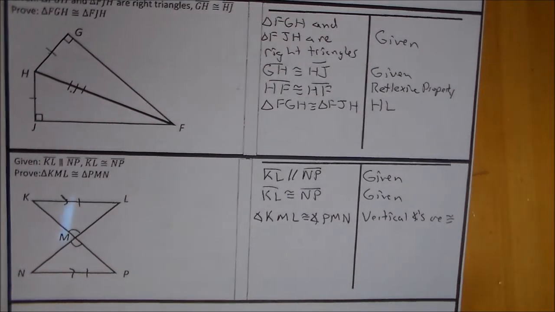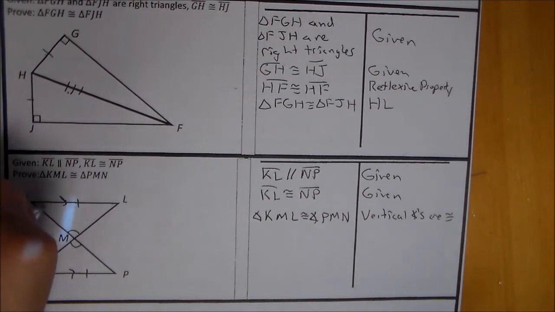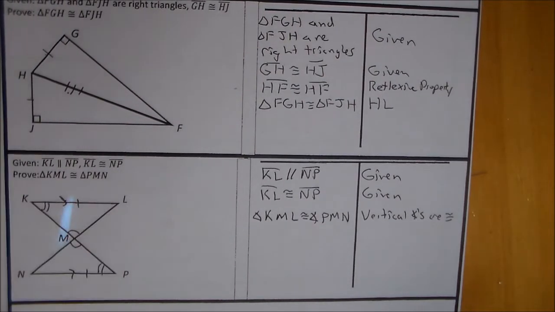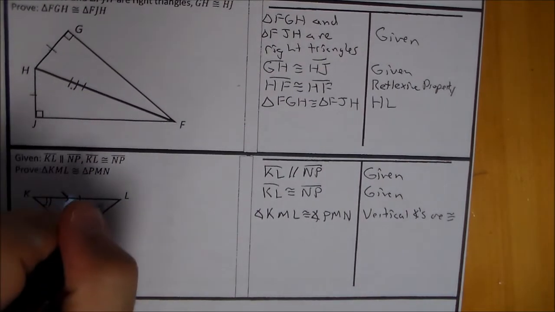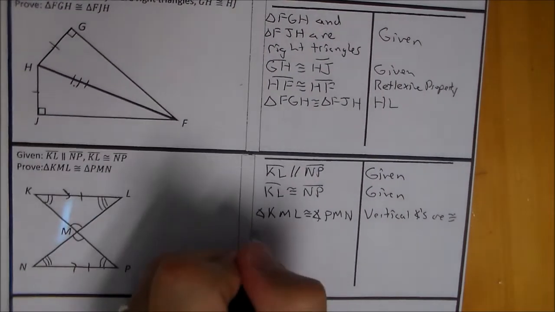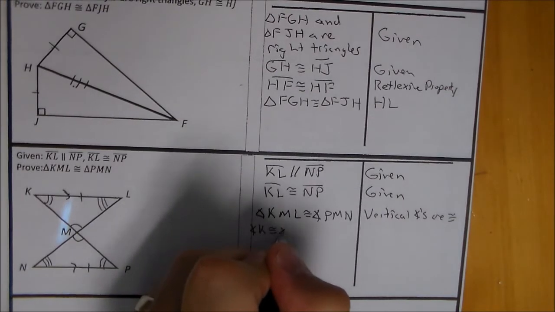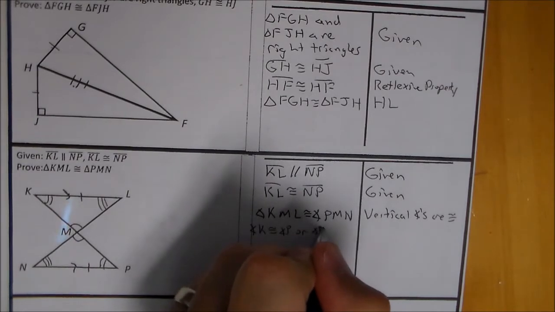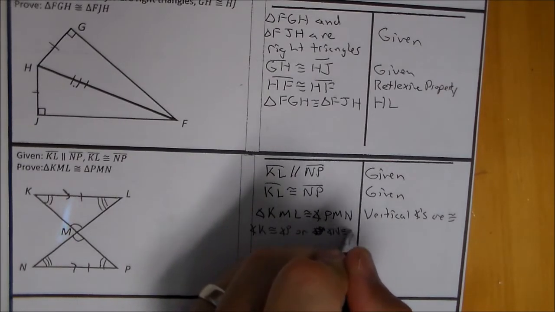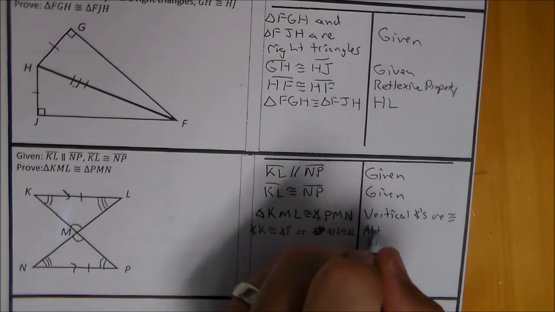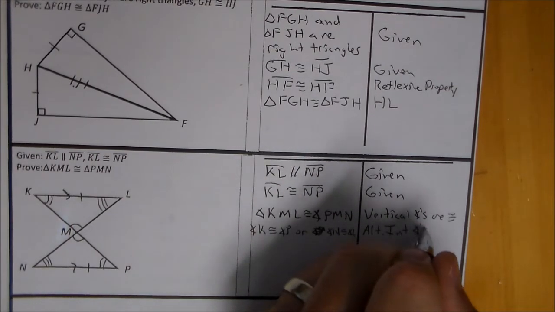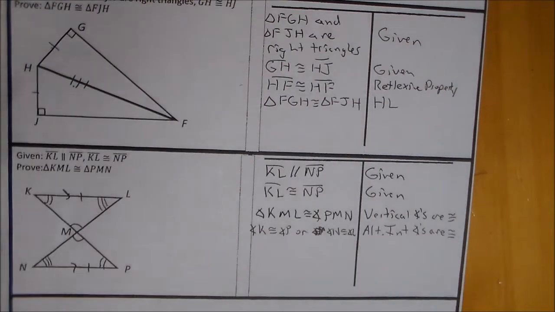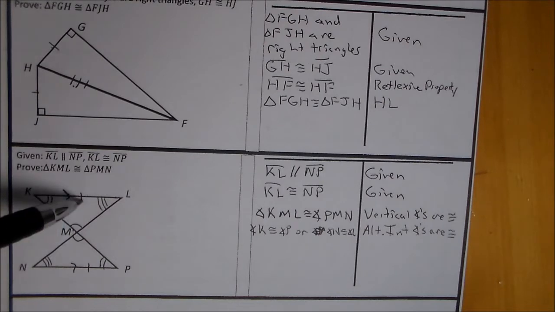Now from here, we actually have two options because of the parallel. We could say that K is congruent to P by alternate interior, or that N is congruent to L by alternate interior. So angle K is congruent to angle P, or angle N is congruent to angle L. Both by alternate interior angles are congruent. And what that does, if I use this vertical angle and one of these, it gives me angle, angle, side congruence.